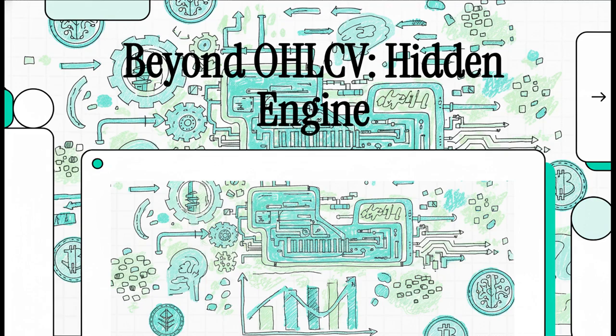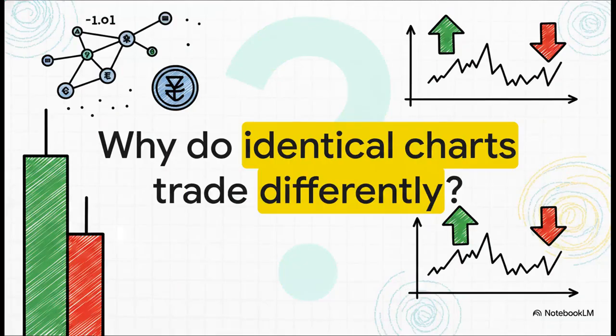out there are adapting. Have you ever looked at a perfectly formed candlestick pattern, say a classic bullish engulfing candle, taken the trade, and then just watched it instantly collapse? It's frustrating, right? Why do two identical charts with the exact same patterns so often trade completely differently? Well, the answer is that the exact same candlestick can lead to massive profits or total ruin depending on hidden factors that never actually render on your screen.